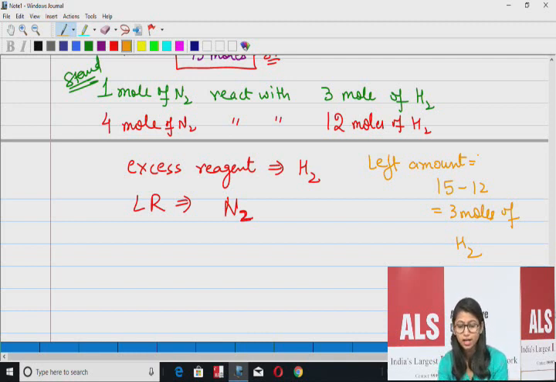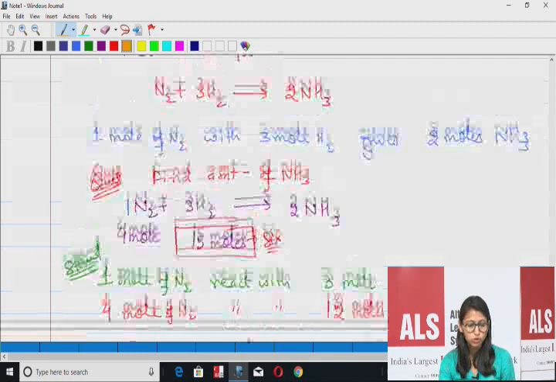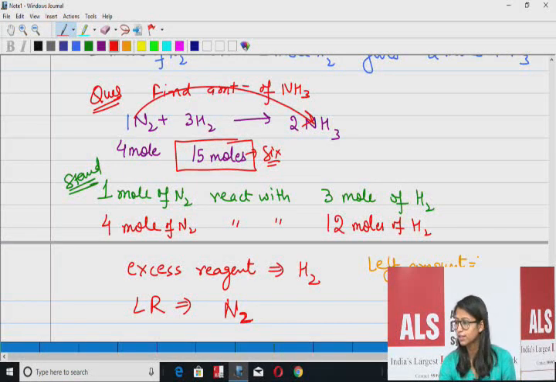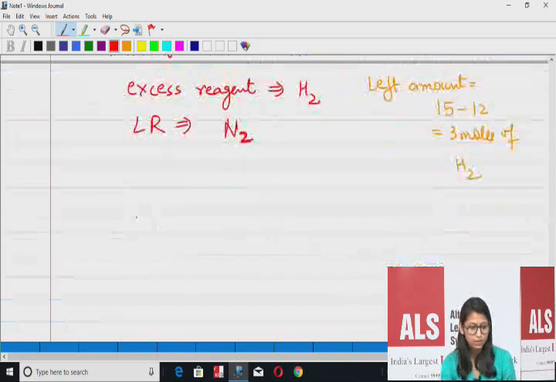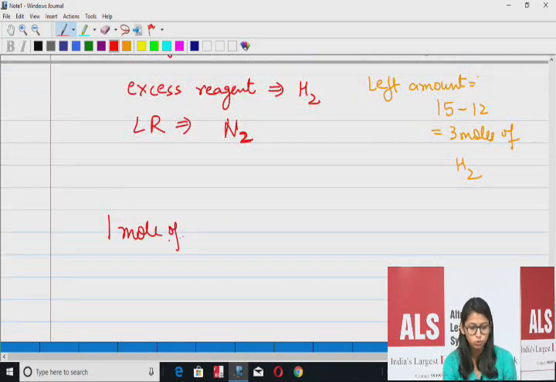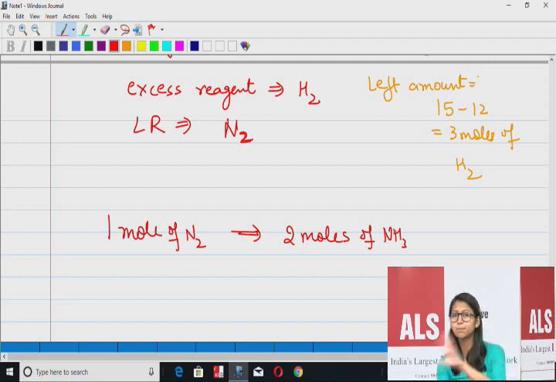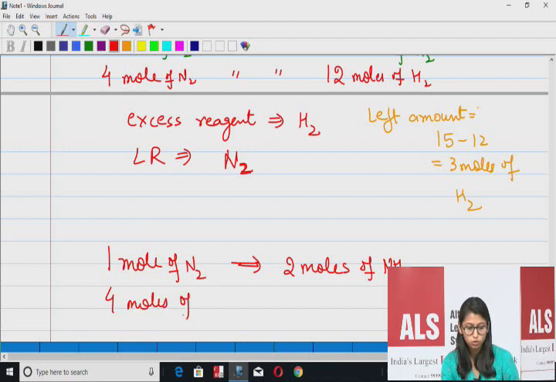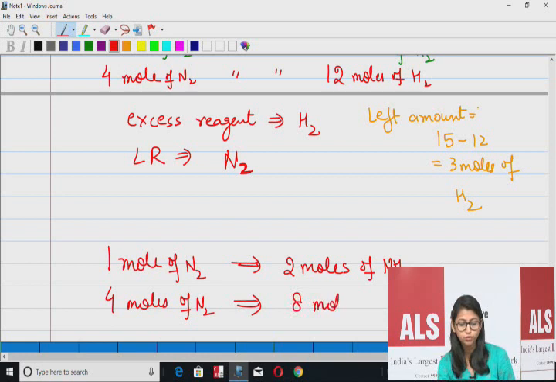Now once you get the LR, our problem is solved. So we will be dealing with this stoichiometry here. Look at the screen: 1 mole of N2 and 2 moles of NH3. Can I write it like 1 mole of N2 is giving me 2 moles of NH3? Because with the help of the LR you have chosen how you will be comparing with the product. Now how many moles are given? 4 moles of N2 will be giving me how many moles? 8 moles of NH3. That is the answer.